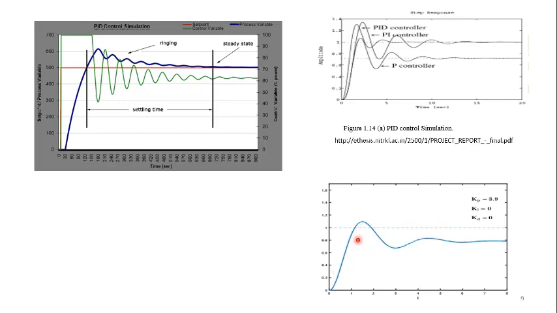So the first one is the proportional type of controller, that is this one. Then we have the proportional integral type of controller, the second one. Then the third one is the PID type of controller.